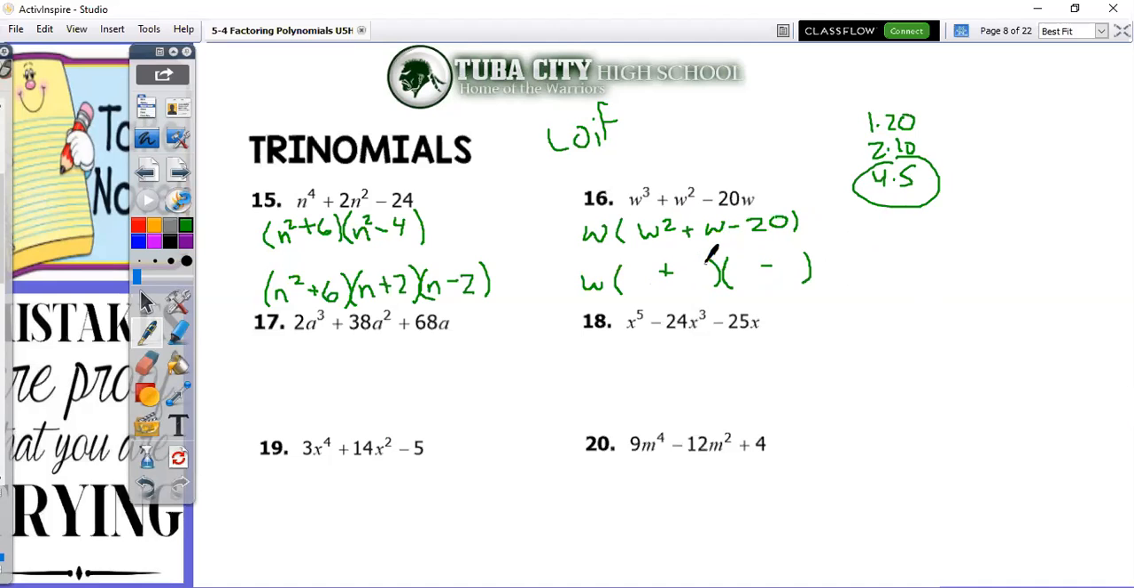But since one is negative, we need one of them to be the right one. So again, the hint is the bigger one matches the sign of your middle term. So 5 minus 4 is 1. But if I put 4 here and minus 5, 4 minus 5 would be negative 1.